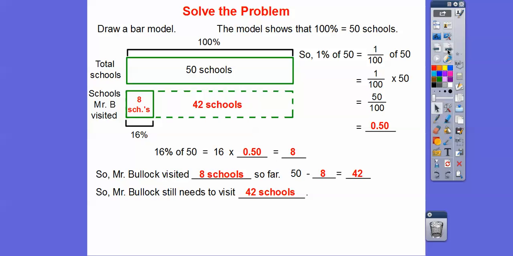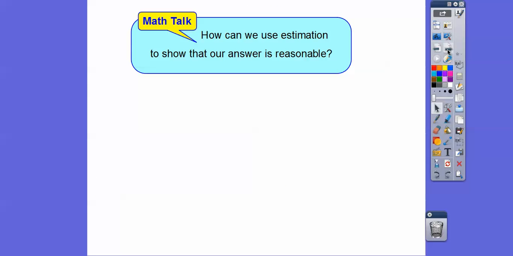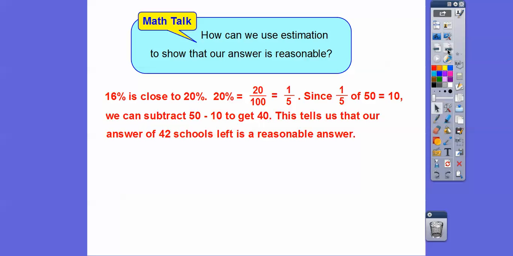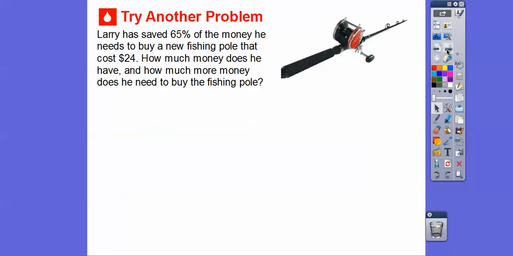Okay? All right, so how can we use estimation to show that our answer is reasonable? Okay, well, one way is 16% is close to 20%. Okay, and 20% is 20/100ths, which equals 1/5. And since 1/5 of the 50 schools is equal to 10, then we can subtract 50 minus 10 and get 40. And this tells us that our answer, which was 42, was a reasonable answer. Okay? All right, so it's close to 40 right there. Okay, let's try another one.